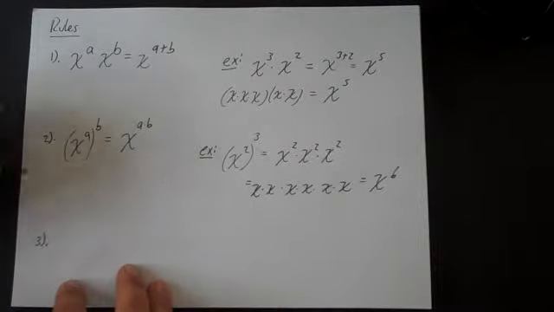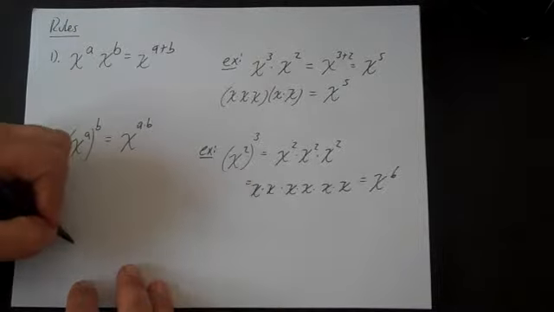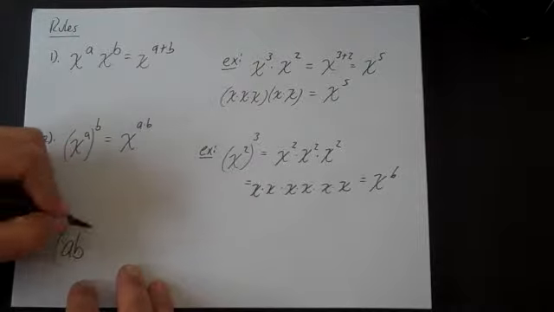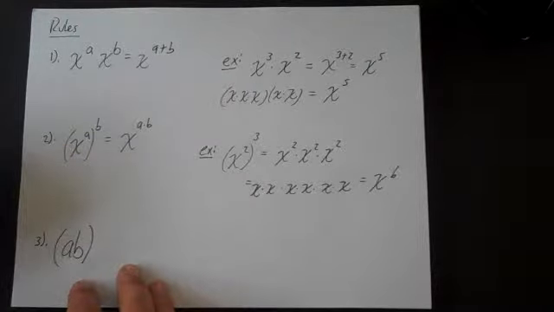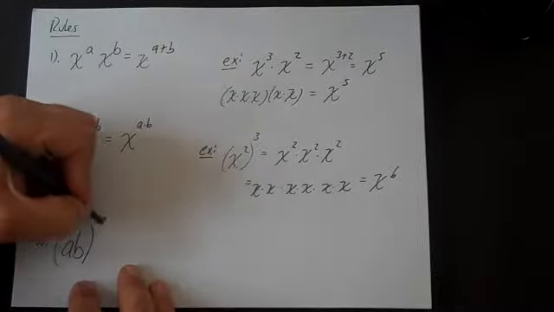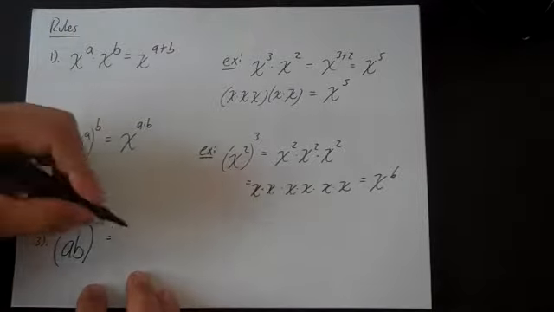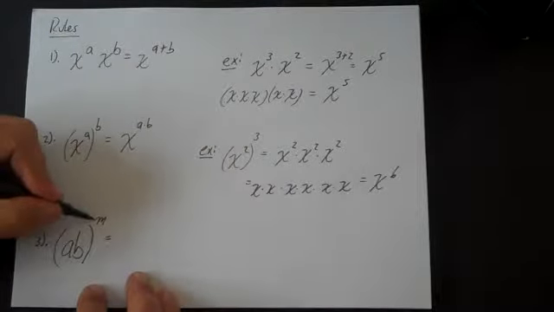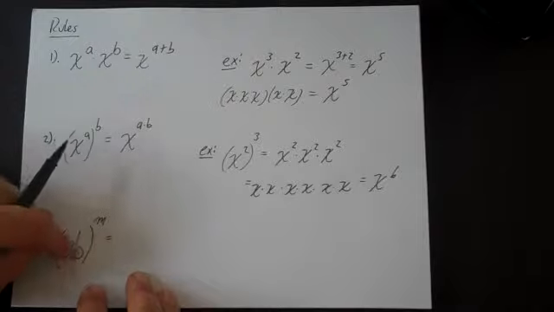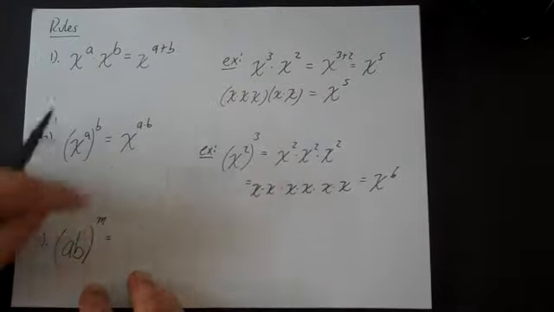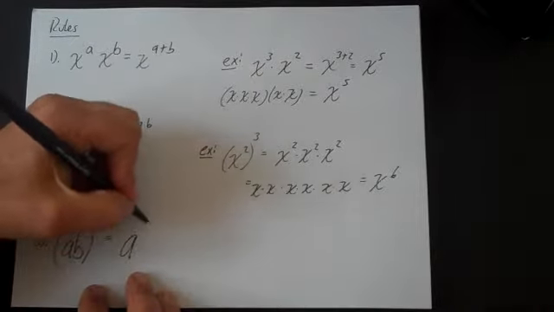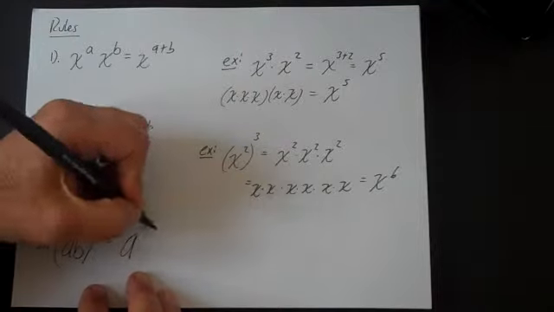And the third rule, which follows along these more or less: let's see if a times b is raised to the power of n. Well, when you have something in parentheses raised to a power, then what you do is you raise every single thing in the parentheses to that power. So this would be a to the n times b to the n.